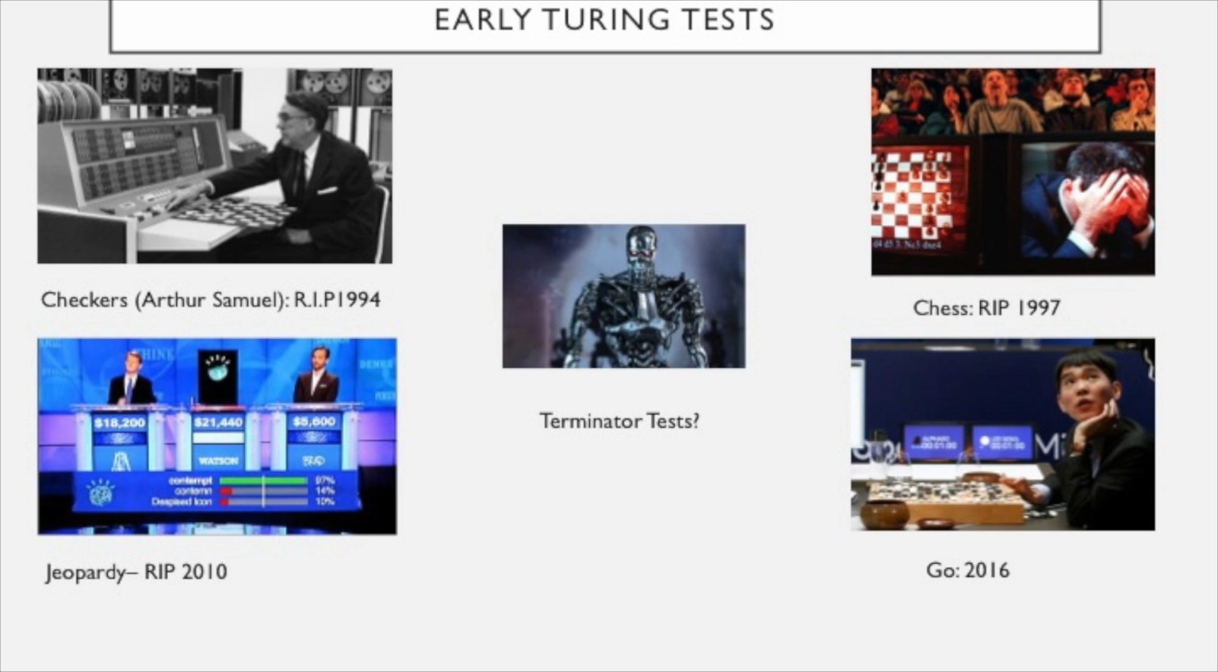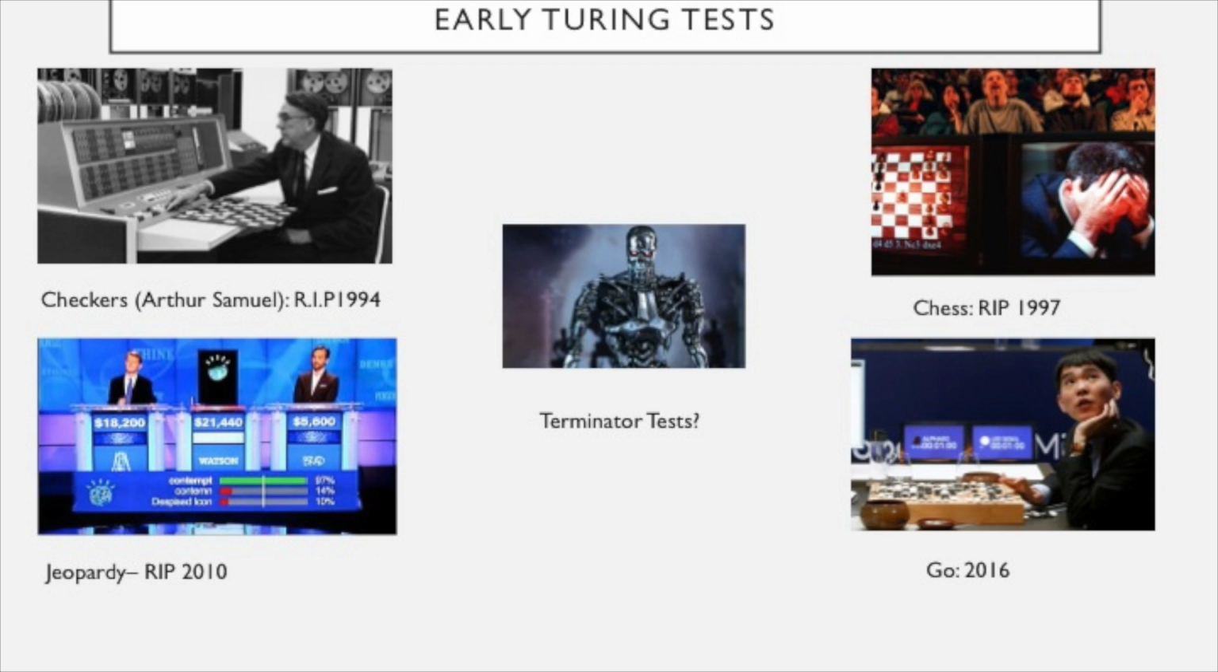Checkers, although checkers didn't... so this is a picture of Art Samuel, who wrote the first checkers program, but people didn't lose at checkers until 1994. But eventually we lost again in 1997. So chess, we are now beaten at. Jeopardy, we are now beaten at. And Go, of course, we are now beaten at. And it's this long litany of not imitating people, but beating people.